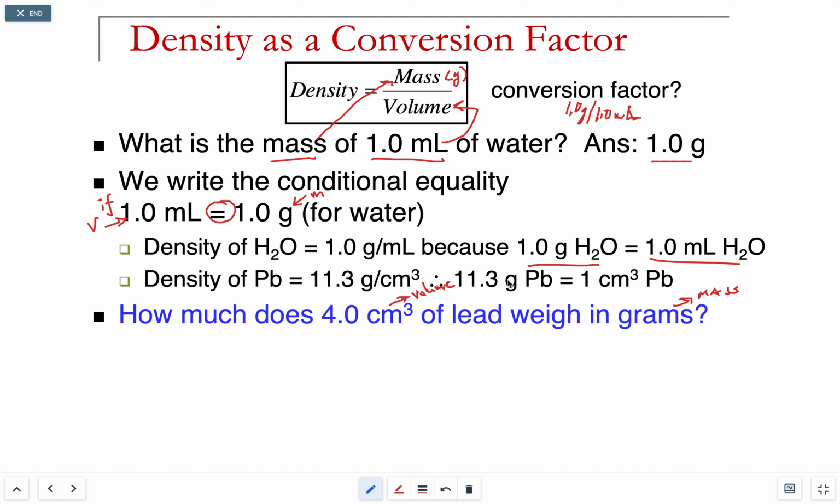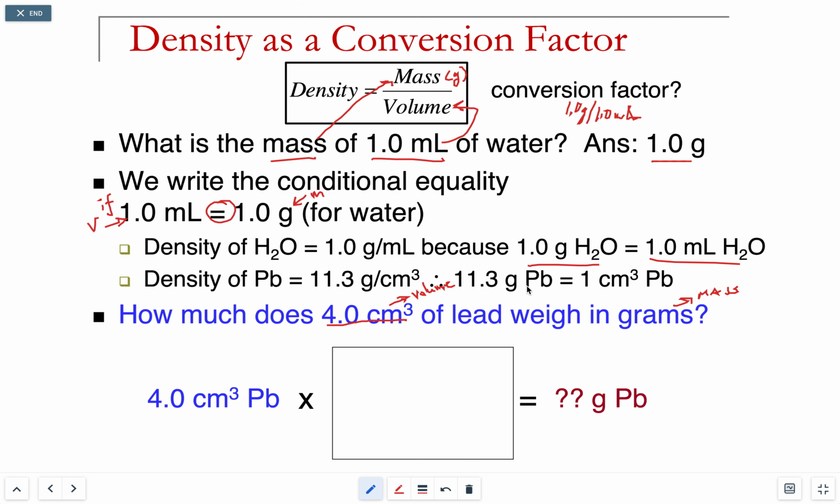Well, you just need to take this mass and multiply by 4, and you'll get the answer. Okay? So you could do this just by looking at the ratios. Using the unit analysis method, you would do it this way. You start with your input. This is it, 4 cubic centimeters. Where am I trying to get to? I'm trying to solve for the mass in grams.